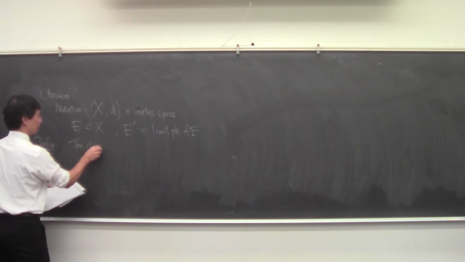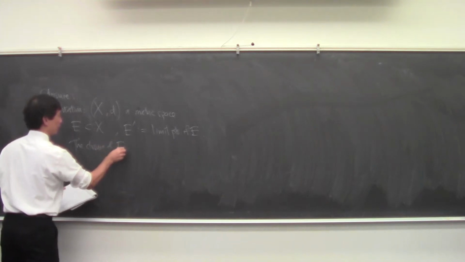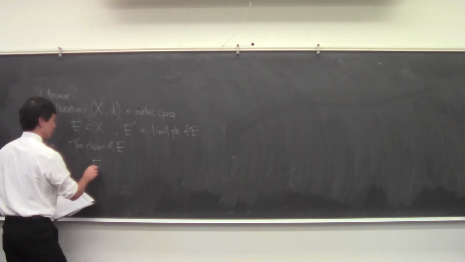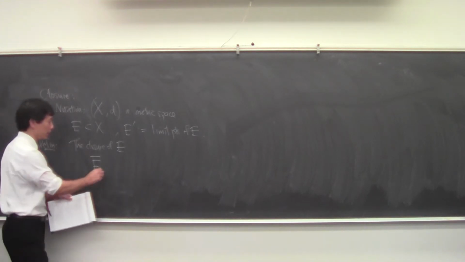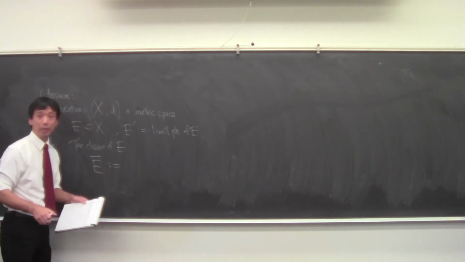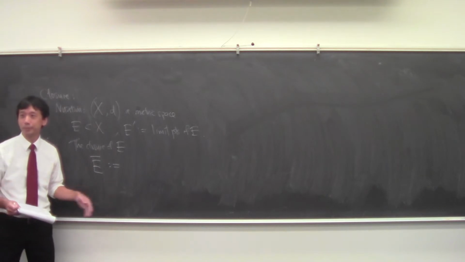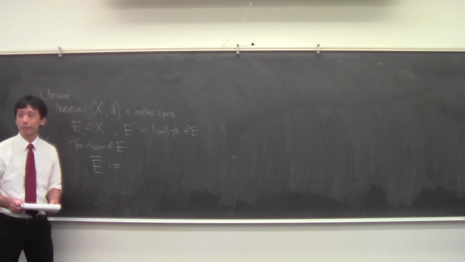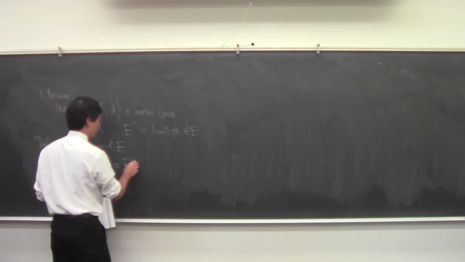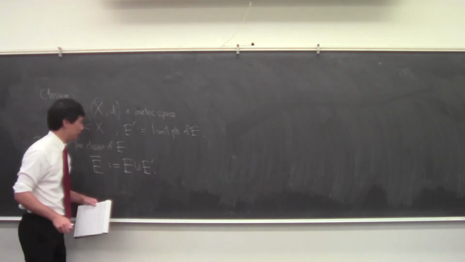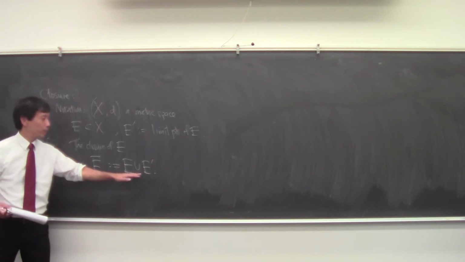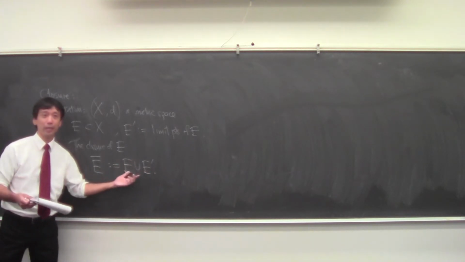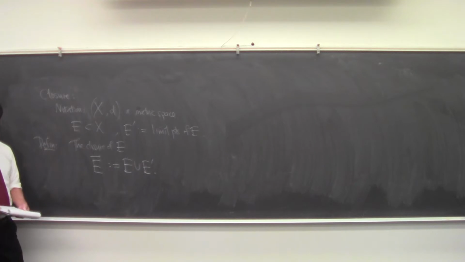Closure of E, which is denoted E with a bar over it, and that's defined as what? What's the closure? E union E prime, right? So you take E and then you take E prime, and then you take E and its limit points, you put those guys together, and that's called the closure. Okay.